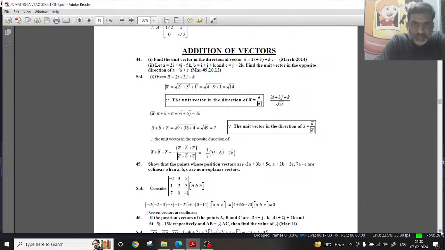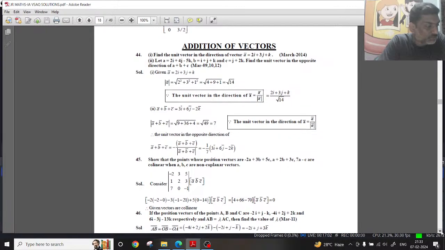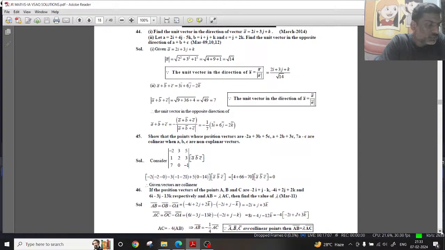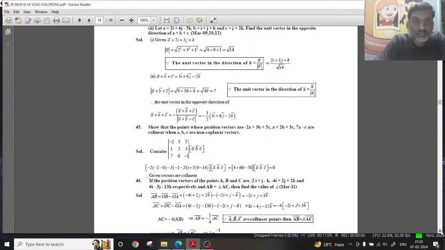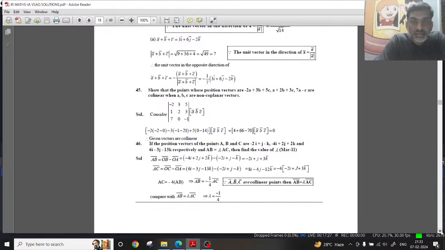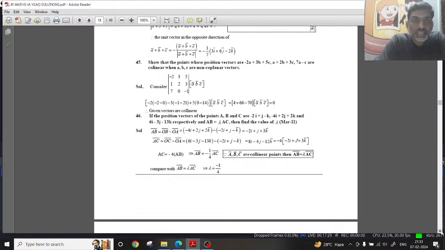If it is the same direction, positive; if it is the opposite direction, negative. Okay. Yes, Nani, these questions are related to TS only, TS IPE. Next, question number 45. Show that the points whose position vectors are given are collinear, when A, B, C are non-coplanar vectors. We have to show these are collinear. We can use the formula. If we get 0, then we can say that they are collinear.